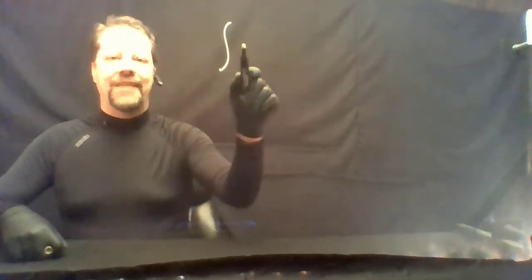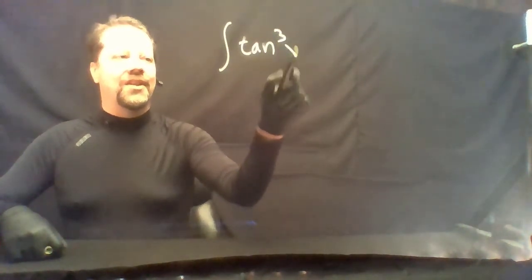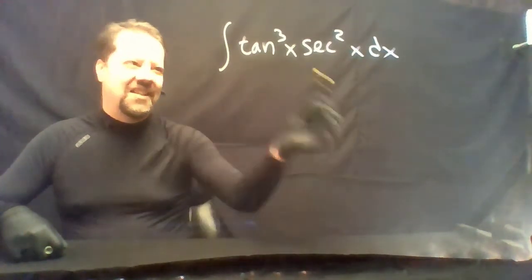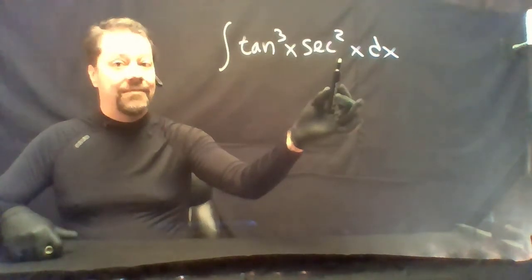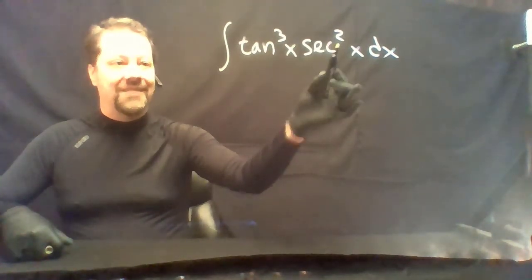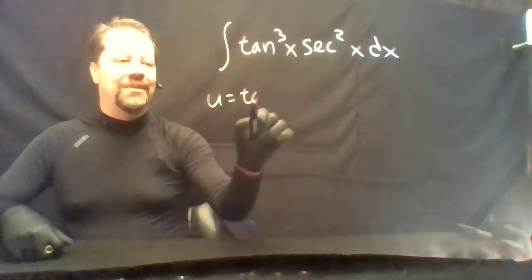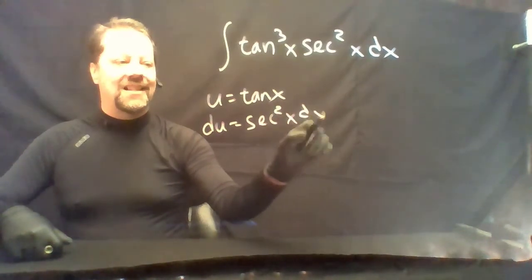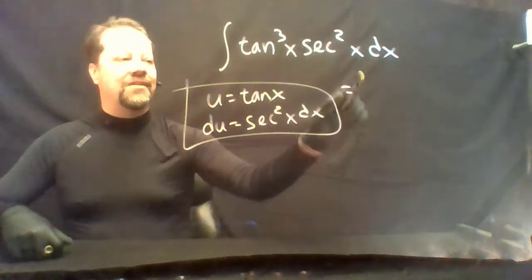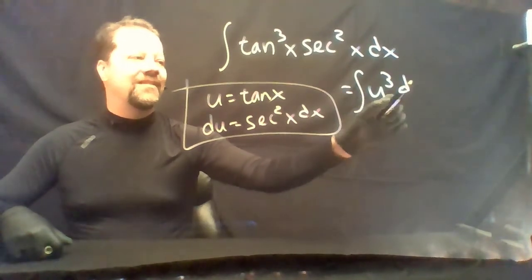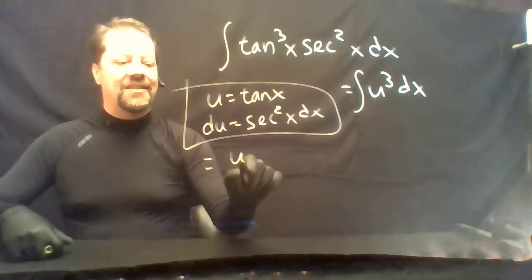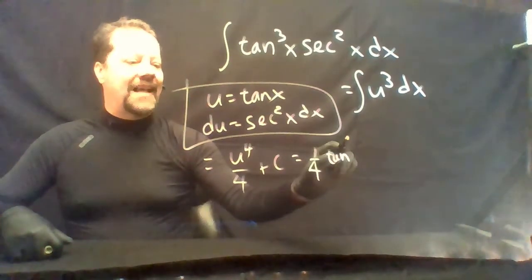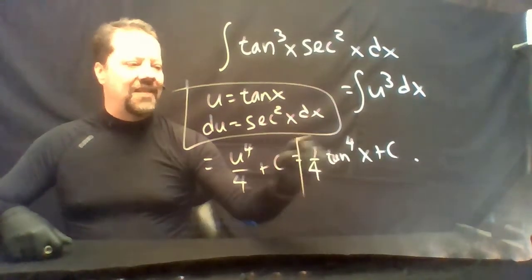Now let's see what happens if we have something like tangent cubed x secant squared x dx. The derivative of tangent is secant squared, which is fortunate. We have an even power here. We'll set u equal to tangent x. du is secant squared x dx. So the integral is transformed into the integral of u cubed du. That's u to the fourth over 4 plus c, or 1/4 tangent to the fourth x plus c.